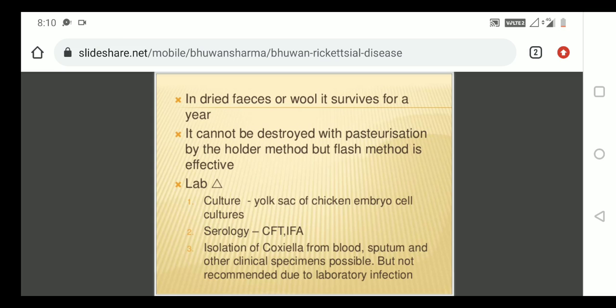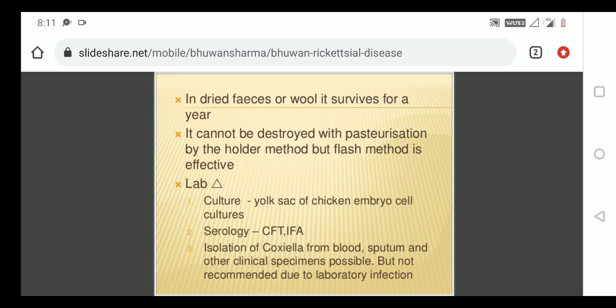It can survive for years also, and it cannot be destroyed with pasteurization by the Holder method, but the flash method is effective. Pasteurization is the method we use for sterilizing milk. If you use the Holder method, we cannot destroy the burnetii organism. With the help of the flash method only can we pasteurize the infected milk.